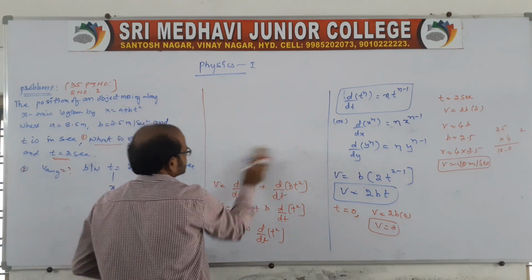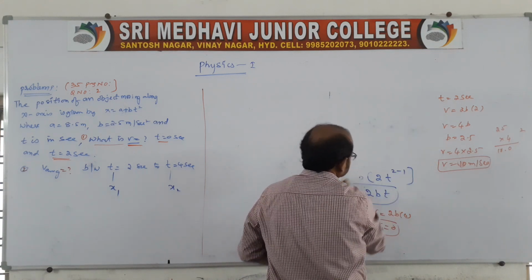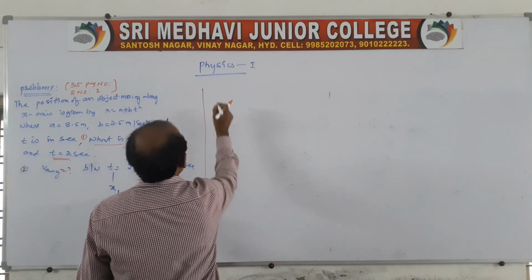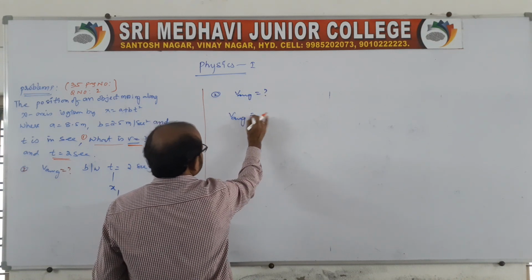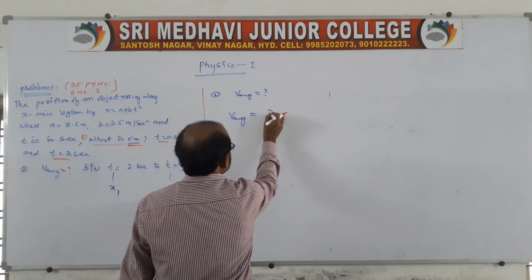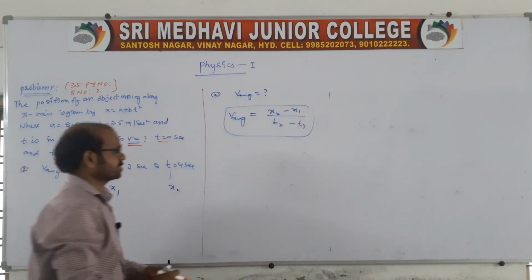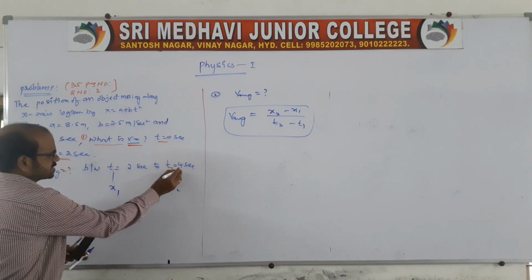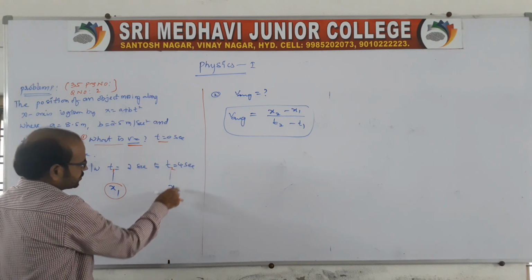So I'll go for the second part, which is average velocity. Now we are finding the average velocity. Average velocity is nothing but total displacement by total time. But in the given question, the positions are given, so it is x2 minus x1 by t2 minus t1, because two time intervals are given. You take the first time interval as t1 and the second as t2. For t1, x1 is the position, and for t2 it is x2.